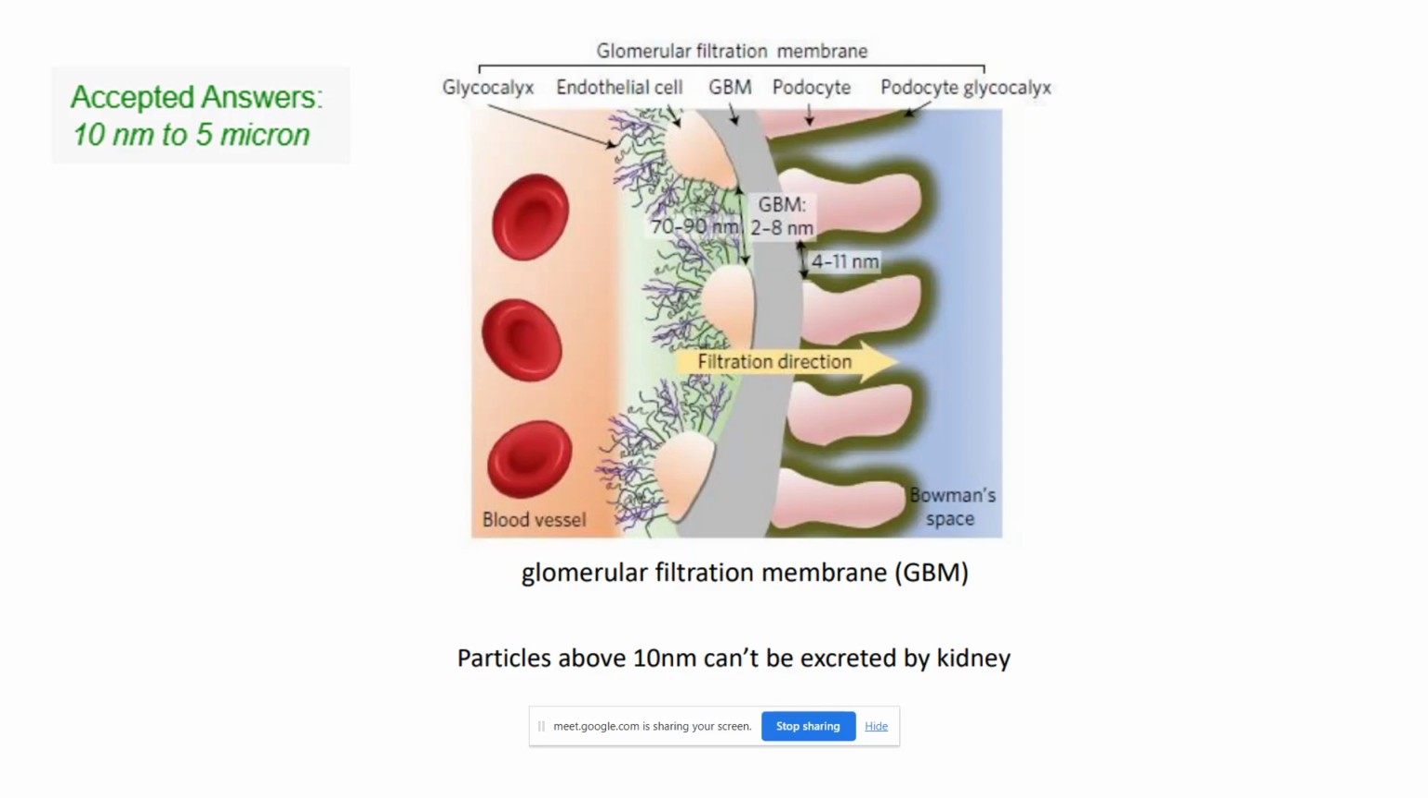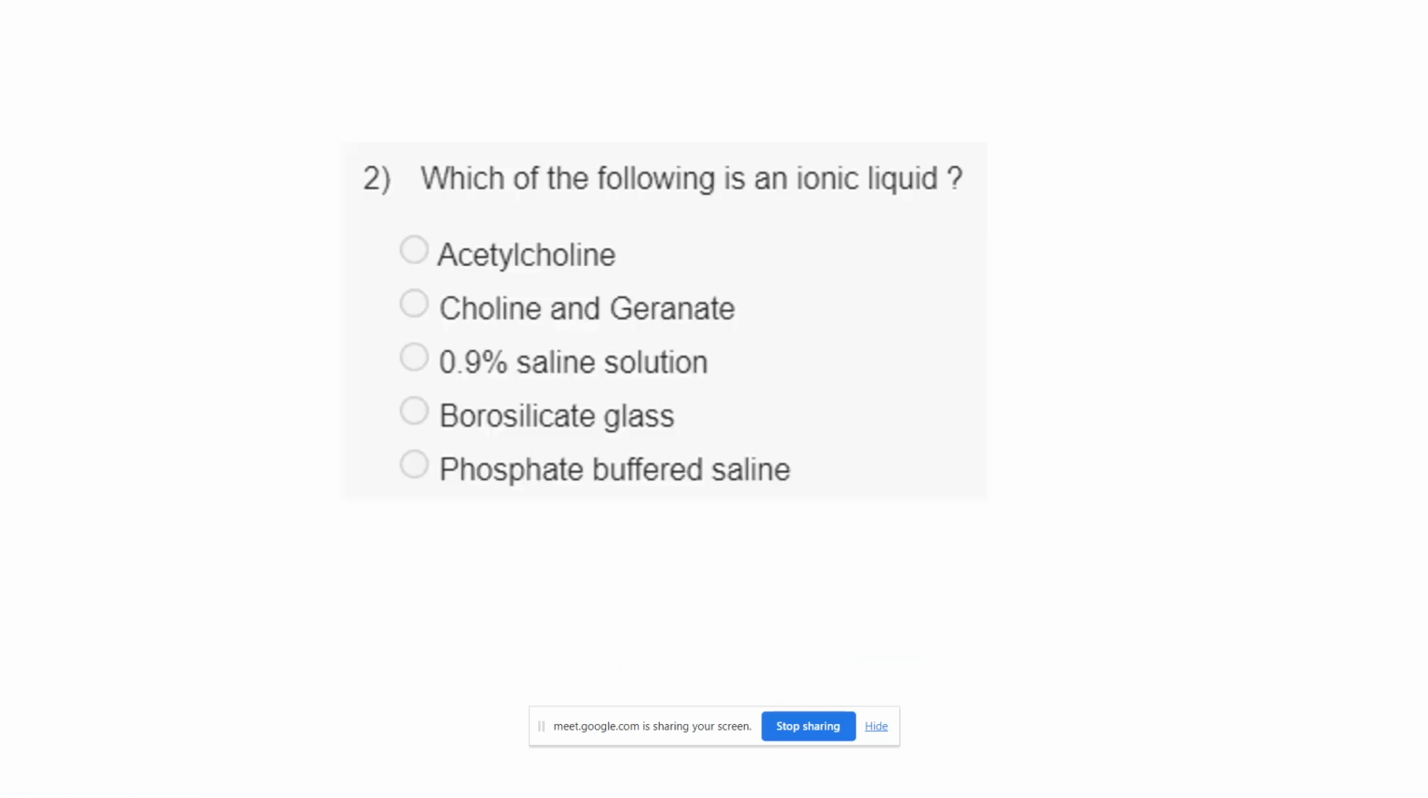So particles above 10 nanometer can't be excreted by kidney, and so you can consider from 10 nanometer to 5 micron can easily traverse through the blood vessels and not get cleared by the kidney system.